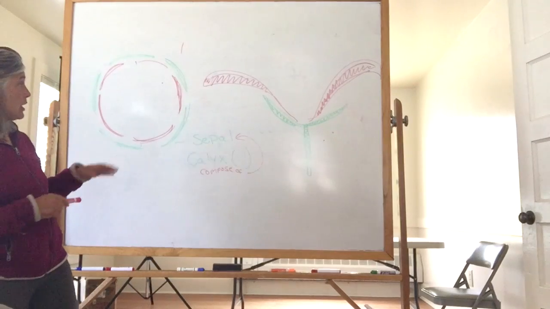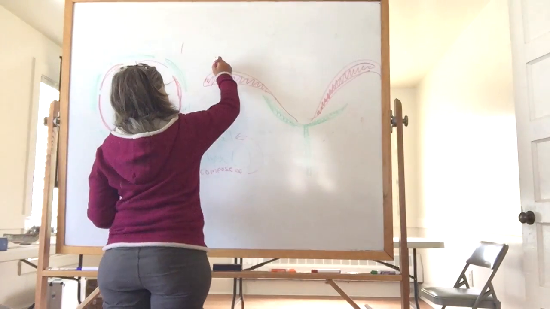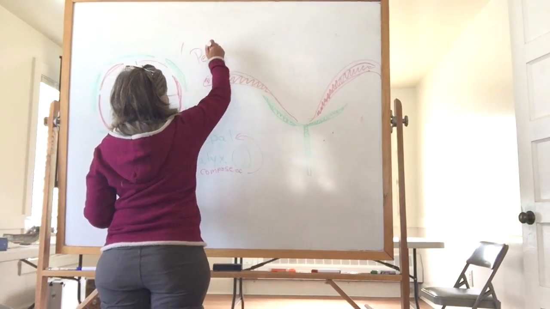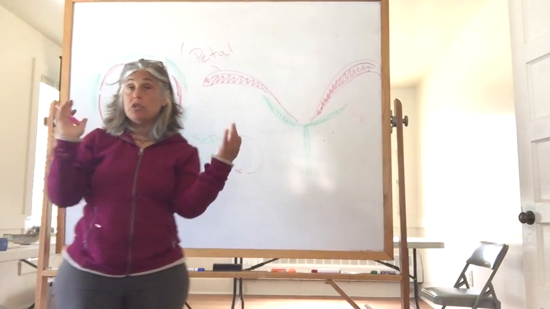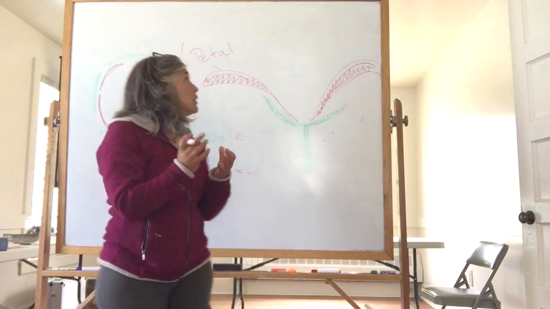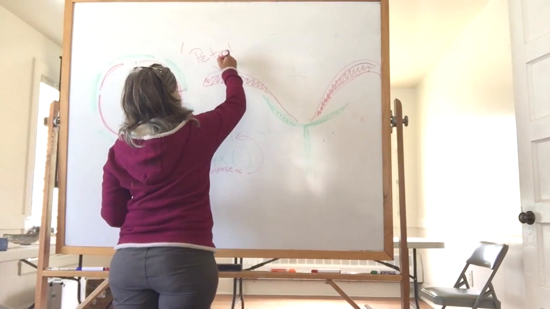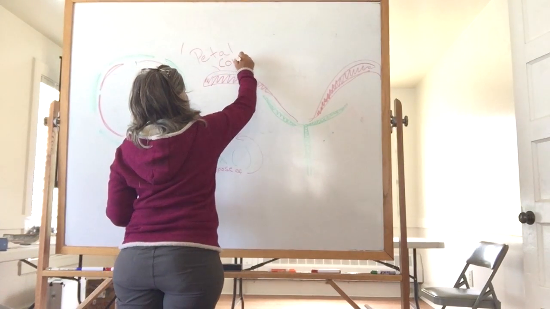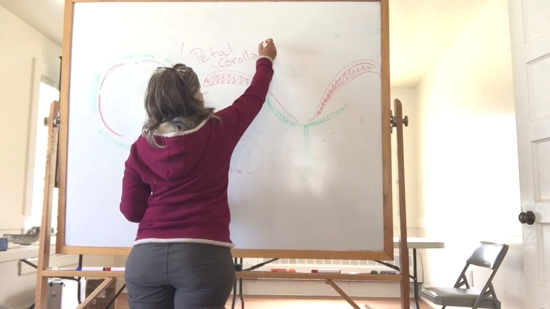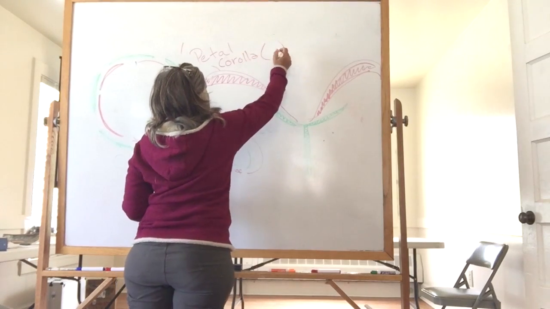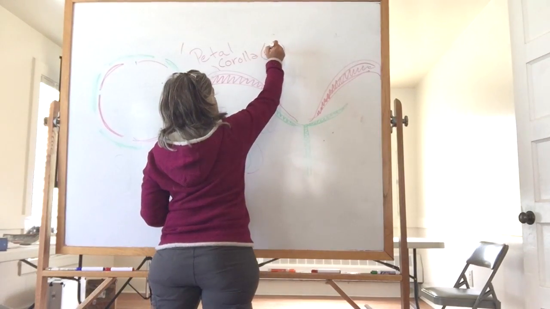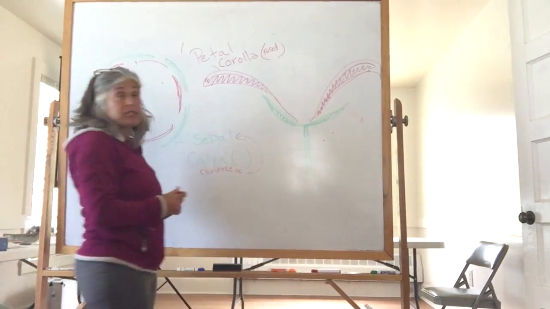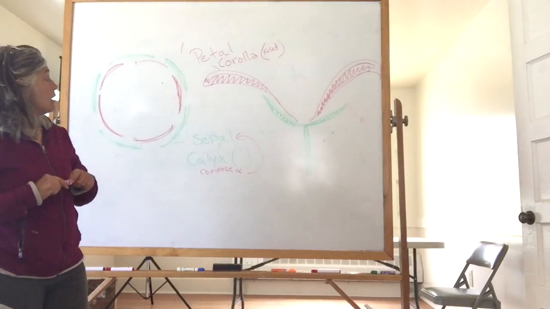Okay, so we have our sepals, and then this is our petals, which most people know what a petal is. But when the petals are fused together, it's called a corolla. So this is when they're fused together. Does that make sense? Okay.